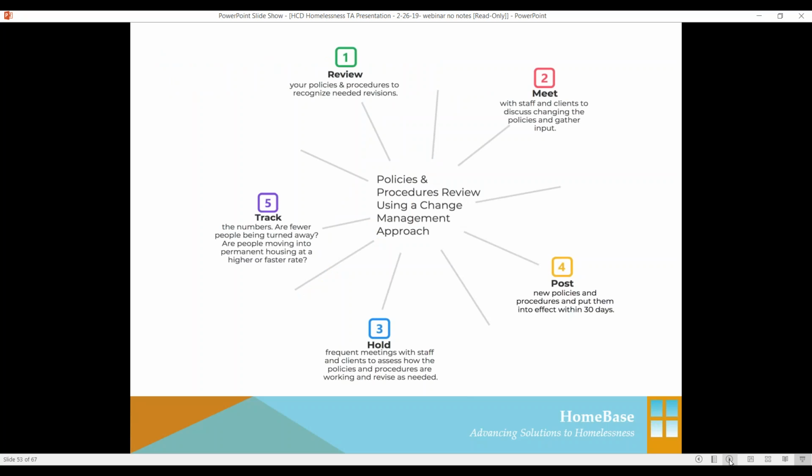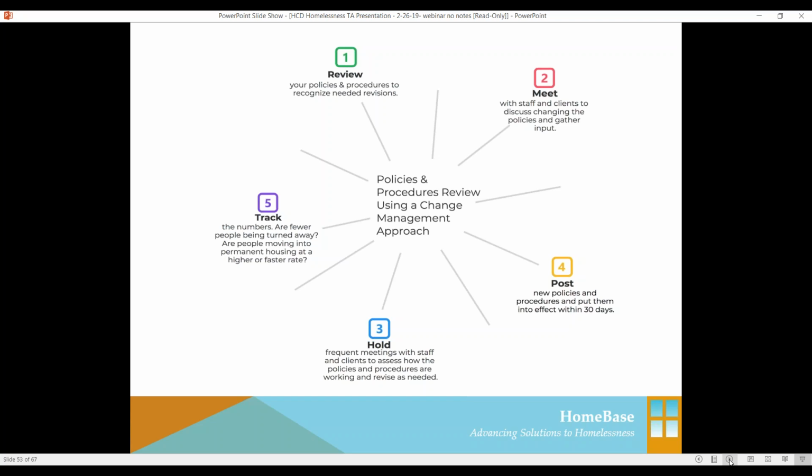And we also, as Kathy mentioned, can help you write policies and procedures. We can help you review the policies and procedures of your continuum, your departments, your agencies. But more than that, we want to help you make sure that those policies and procedures reflect the work that your community needs to be doing.